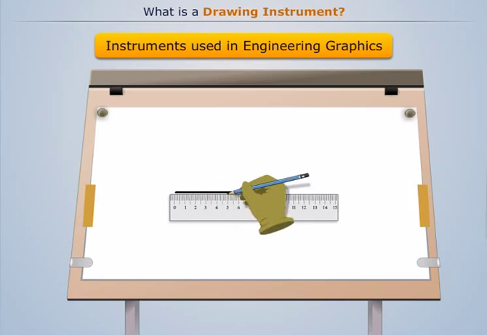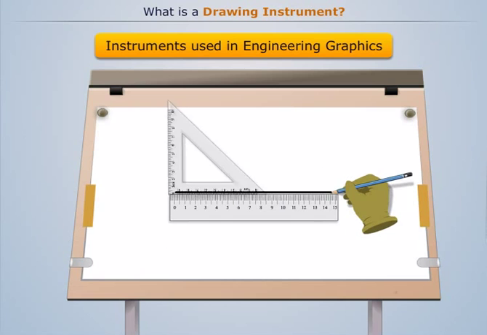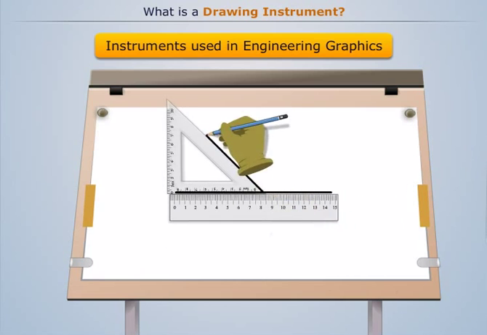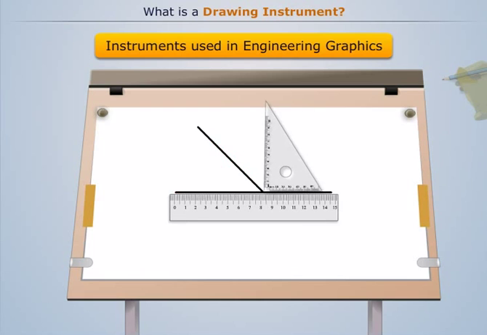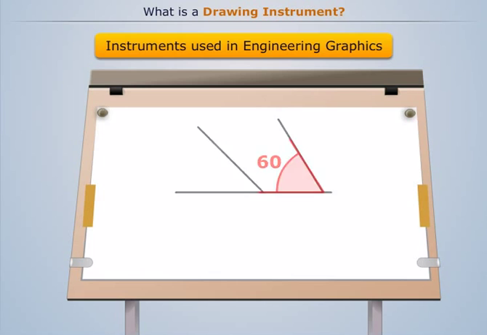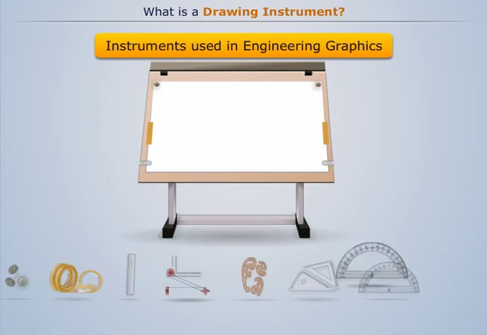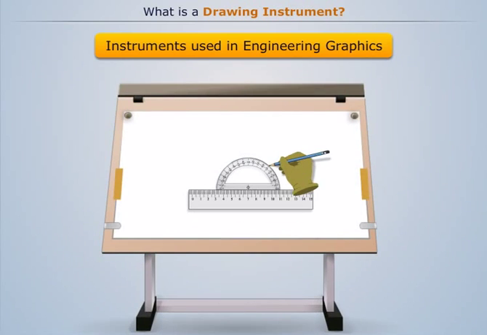A pair of set squares facilitates marking of angles as shown. It's used to draw lines at 45 degrees and 60 degrees to the vertical and horizontal. Protractor is semicircular in shape, readable on both sides, and used to measure angles.